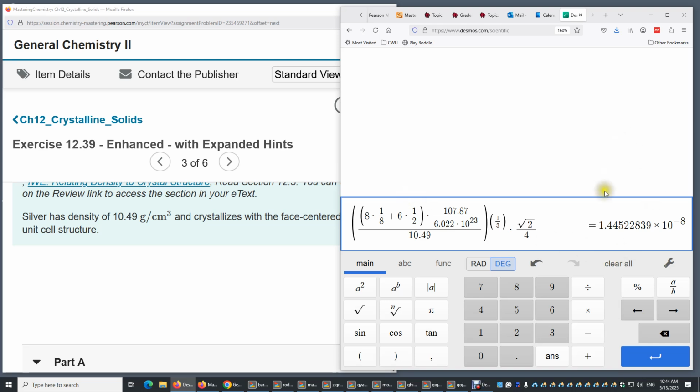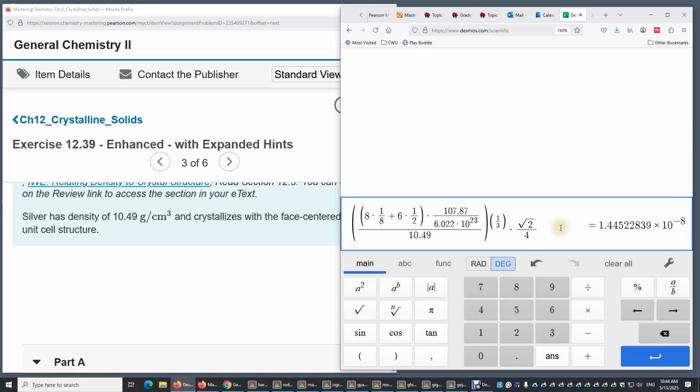And now we have the answer in centimeters. This is just because this 10.49 is in grams per cubic centimeter. So over here, when we use mass in grams divided by density in grams per cubic centimeter, we'll get the volume of each unit cell in cubic centimeters. To the power of 1/3, we'll get the edge length in centimeters. And then multiply by square root of 2 divided by 4, we'll get the atomic radius in centimeters.